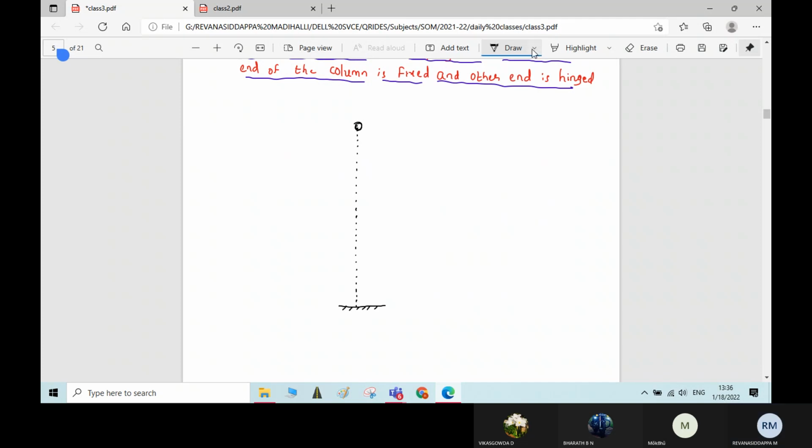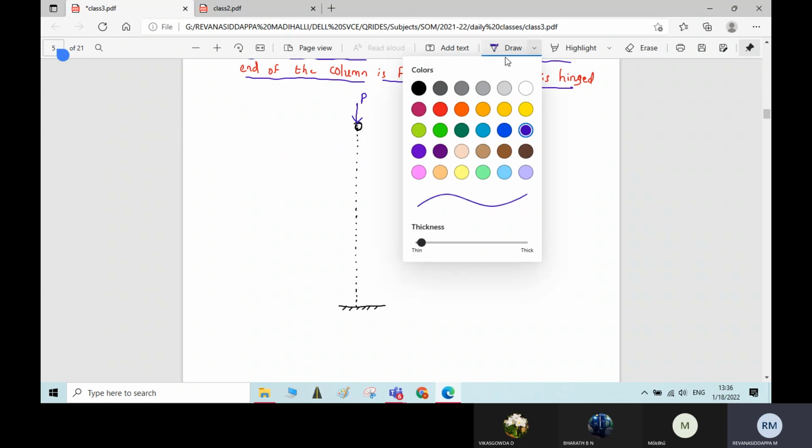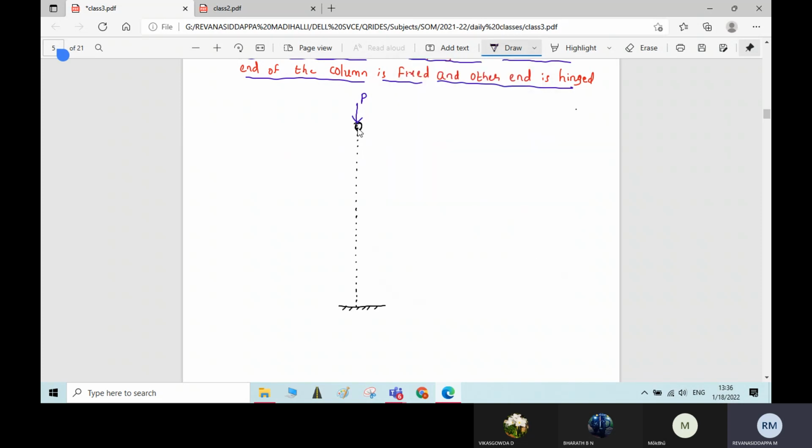Now, due to the force P applied, the column under the buckling load P will undergo deformation. What kind of deformation? As we have provided a hinged support here, at the hinged support the rotation will be allowed, or bending will be allowed. But on the other side we have the fixed support. At this fixed support there won't be any rotation of the column. Now I will draw the deflected form of the column. So this is the deflected form of the column, students.